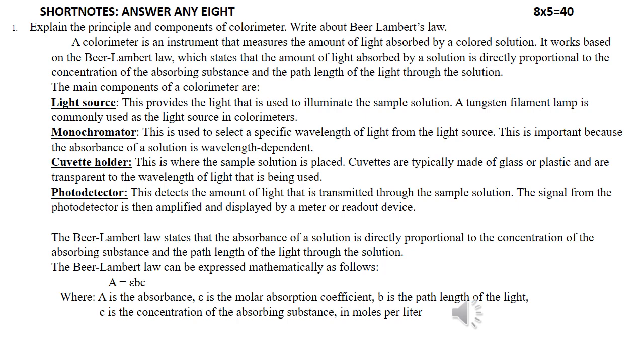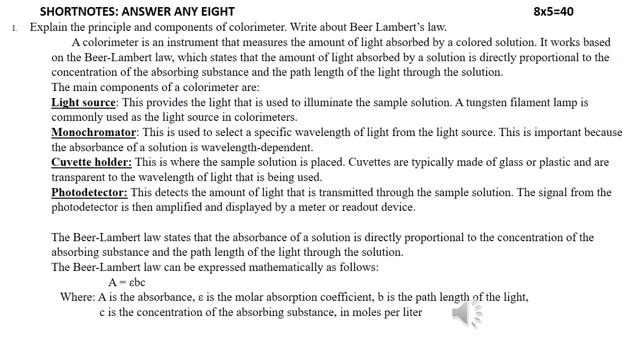The Beer-Lambert law states that the absorbance of a solution is directly proportional to the concentration of the absorbing substance and the path length of the light through the solution. The Beer-Lambert law can be expressed mathematically as follows: A equals epsilon bc, where A is the absorbance of the solution.